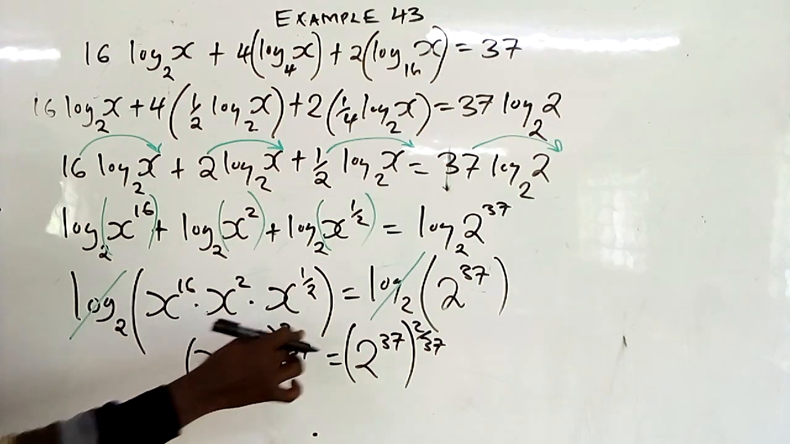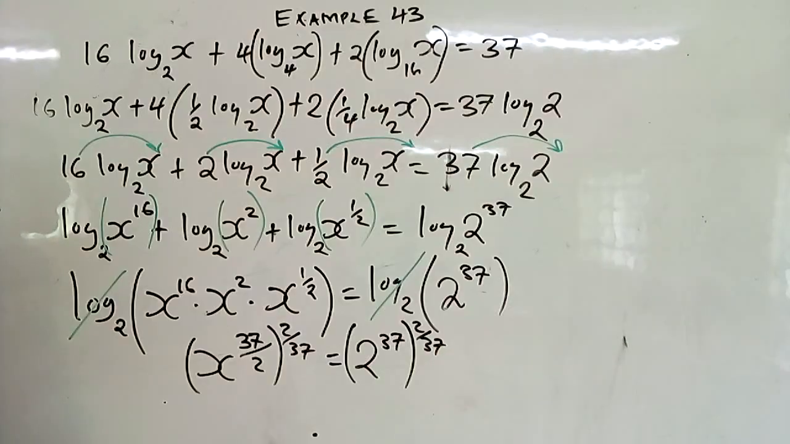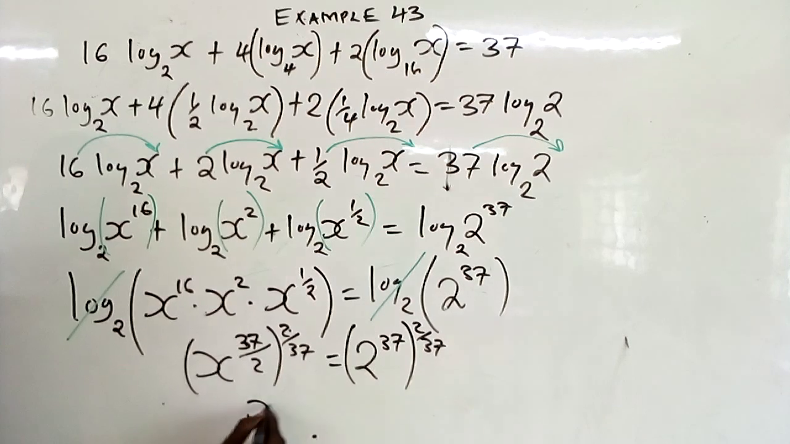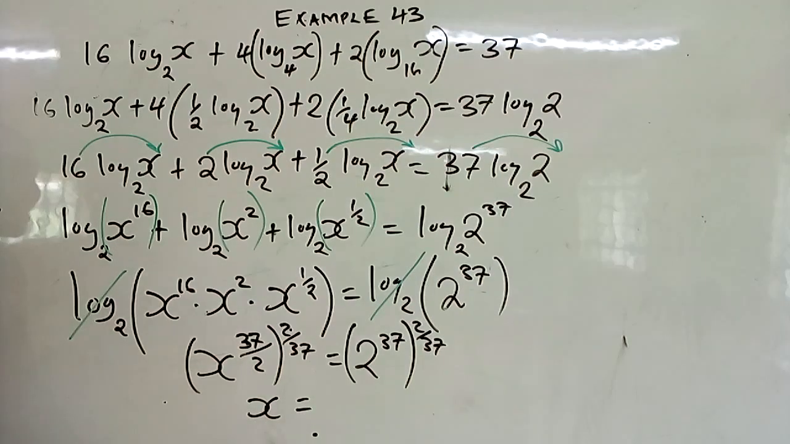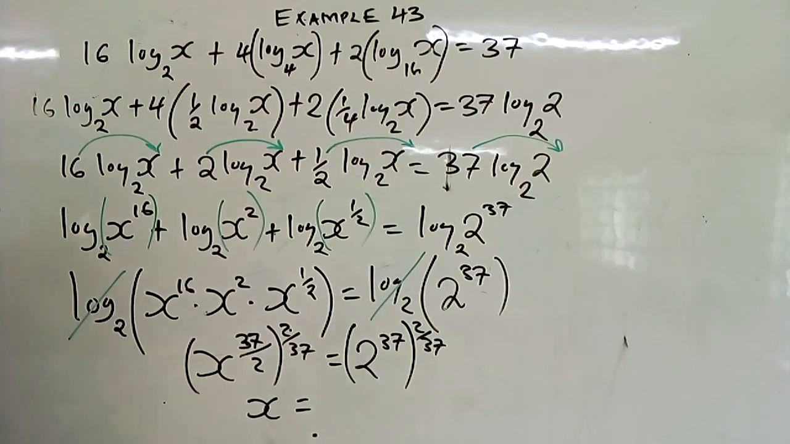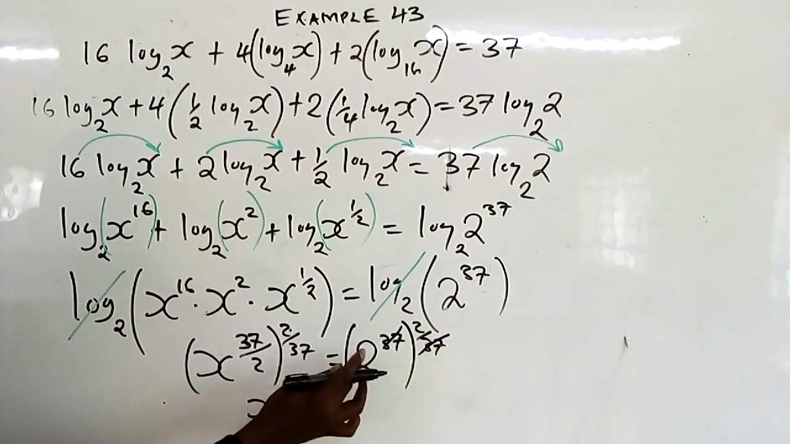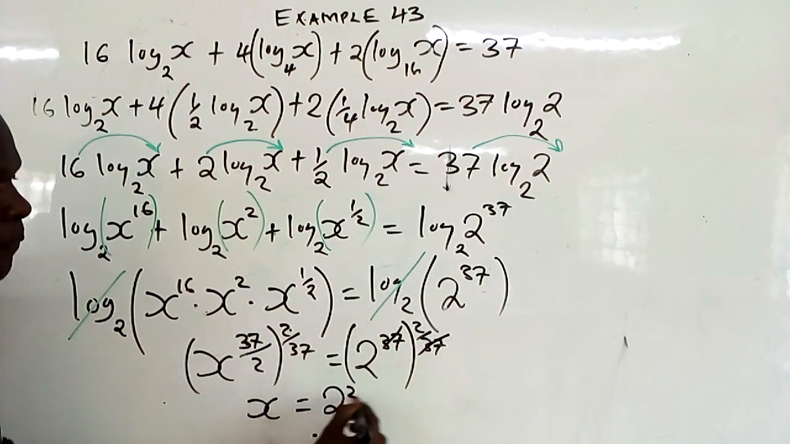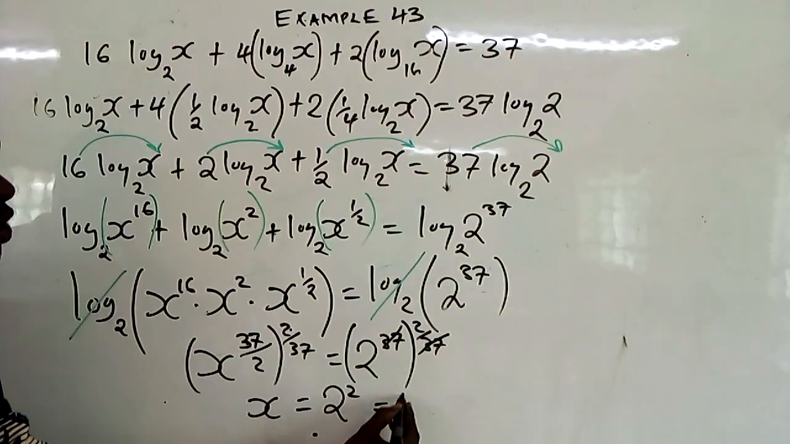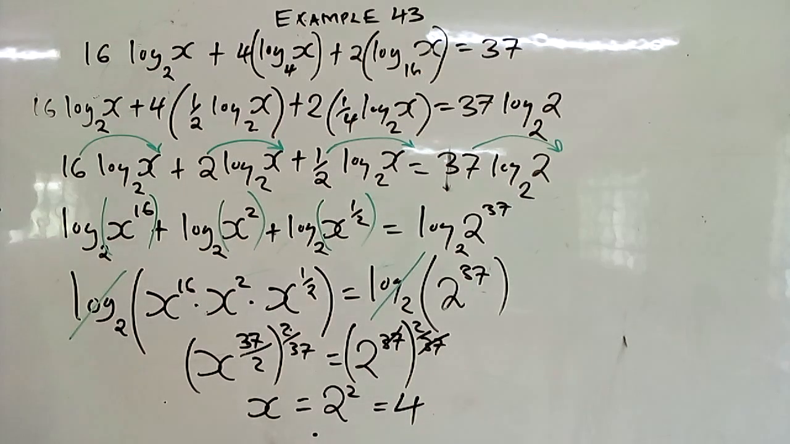So the power outside times the power inside, laws of indices, isn't it? So this times this will remain with x, isn't it? Are we together? So x is equal to, 37 goes with 37, you remain with 2 raised to power 2. 2 raised to power 2 is equal to 4. So you solve for x. x is equal to 4 using all the laws of logarithm.